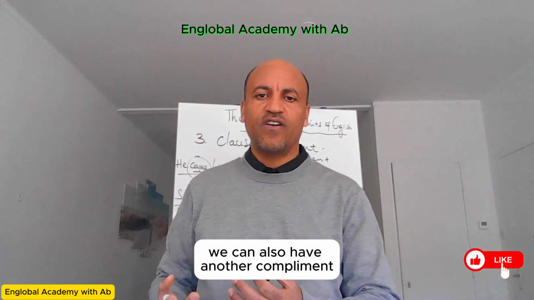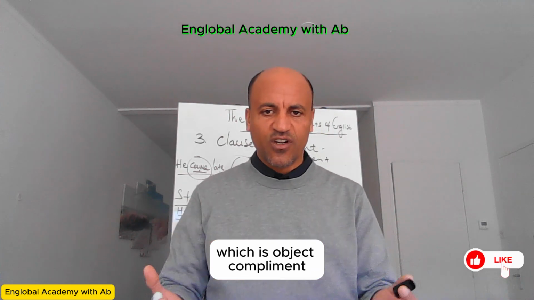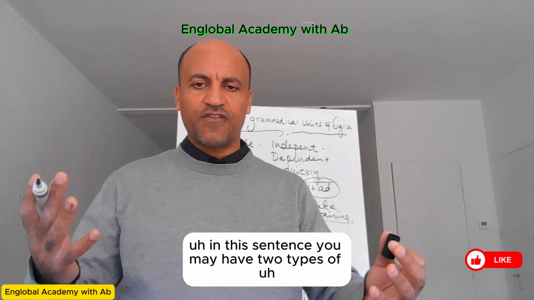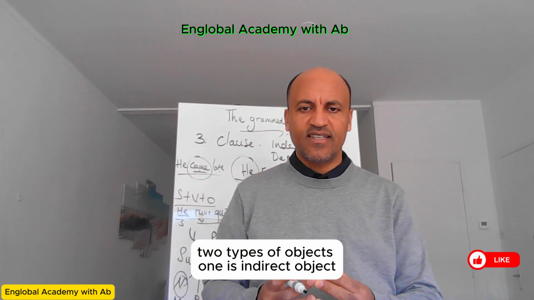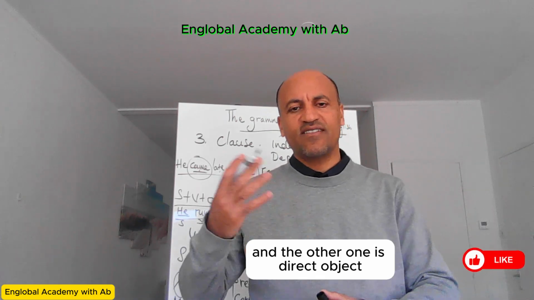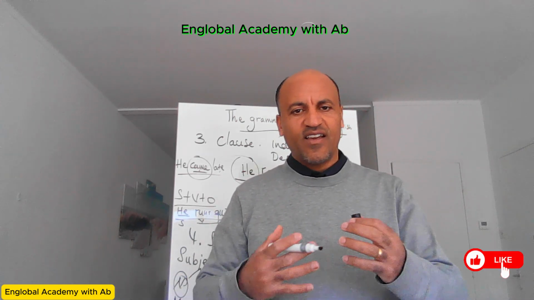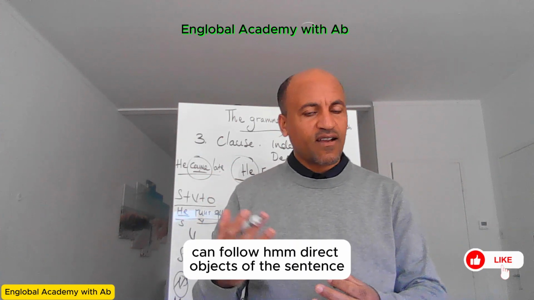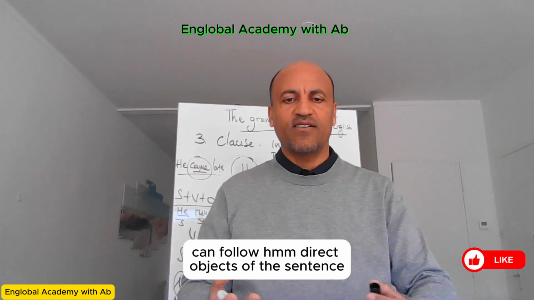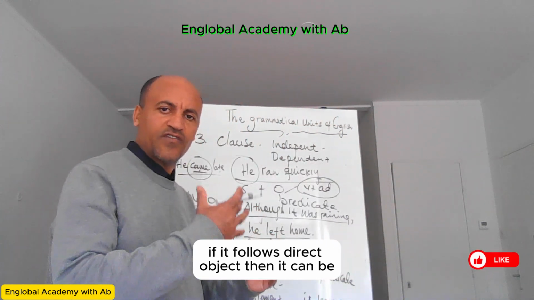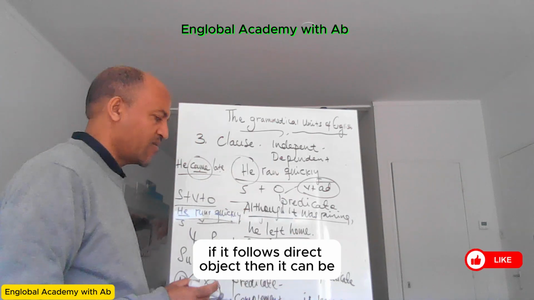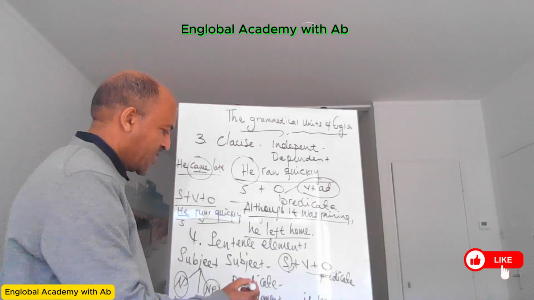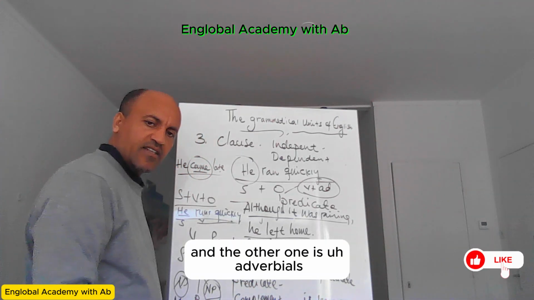We can also have another complement, which is the object complement. In a sentence, you may have two types of objects. One is the indirect object, and the other one is the direct object. Most of the time, the complement can follow the direct object of the sentence. If it follows the direct object, then it can be an object complement. And the other one is adverbials.